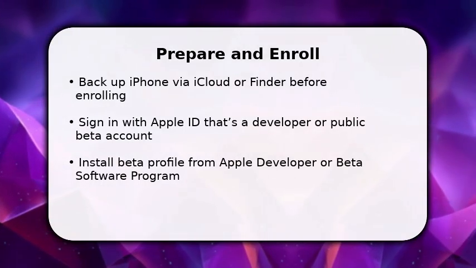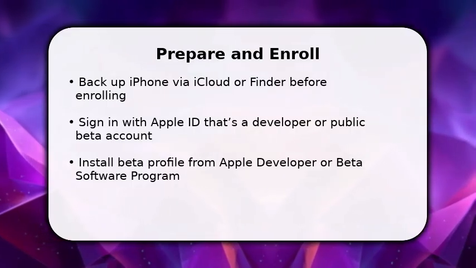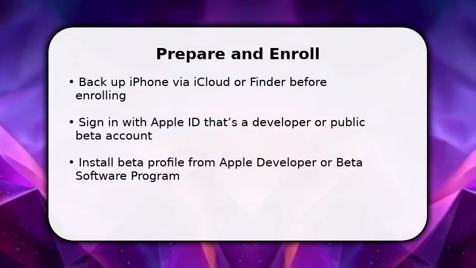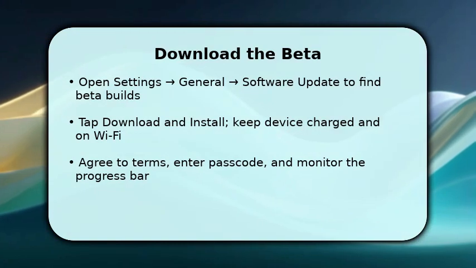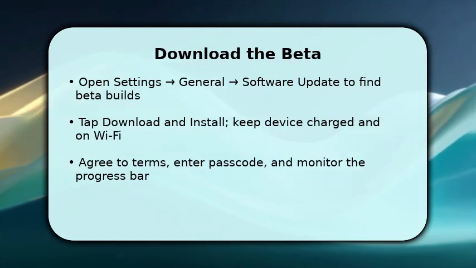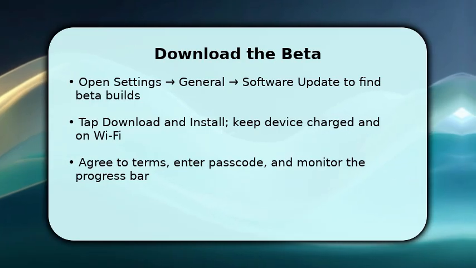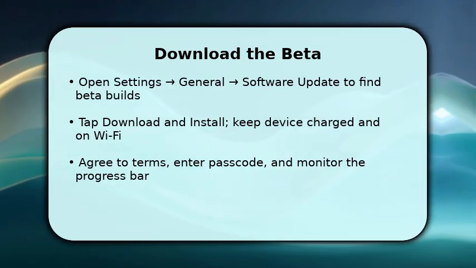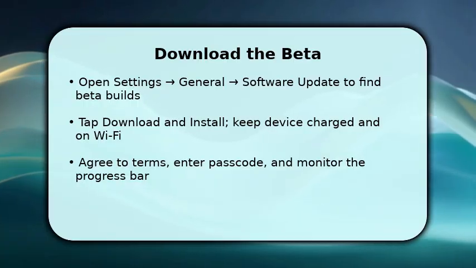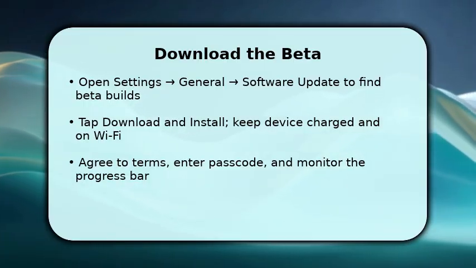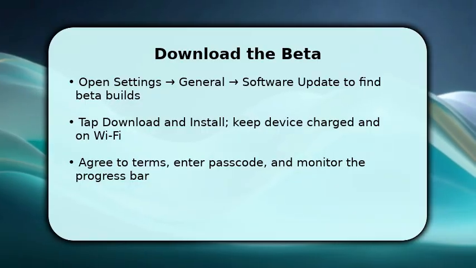Make sure to reboot after installing the profile so Settings recognizes the new update channel. Now open Settings and go straight to General, Software Update where the beta appears. This is the critical step to fetch the build. Tap Download and Install, and make sure you're on Wi-Fi and the battery is above 50% or plugged in, because installation requires power and stable connectivity.